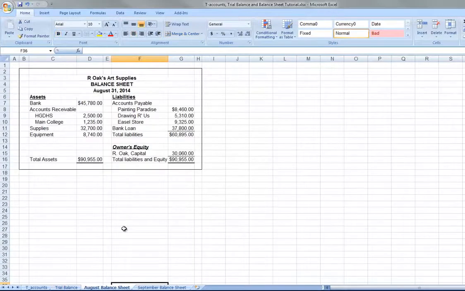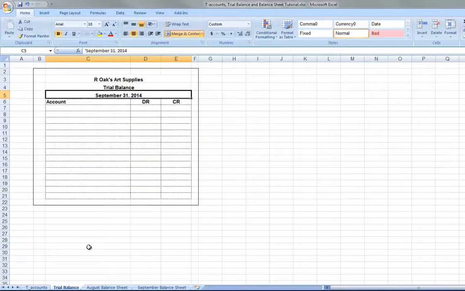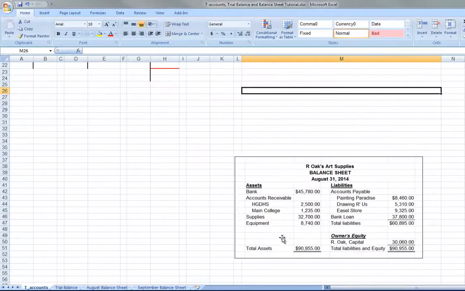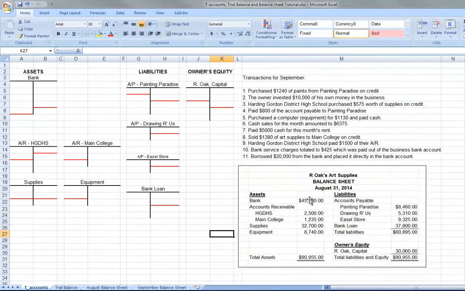Notice this is a balance sheet for August, so we're going to create the balance sheet for September. And before we do that, after we finish the T accounts, we create a trial balance first, and then the balance sheet. So we do need all of these amounts to start the T accounts out, and I have a copy of that document right here. So these numbers are where all the T accounts will start.